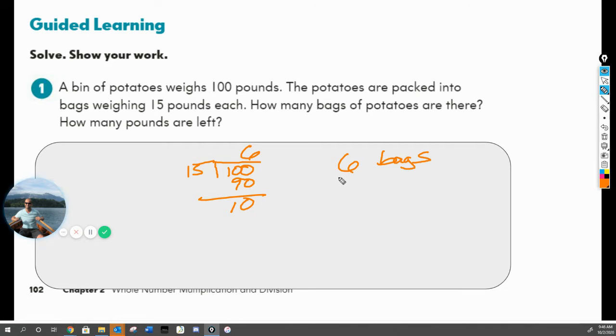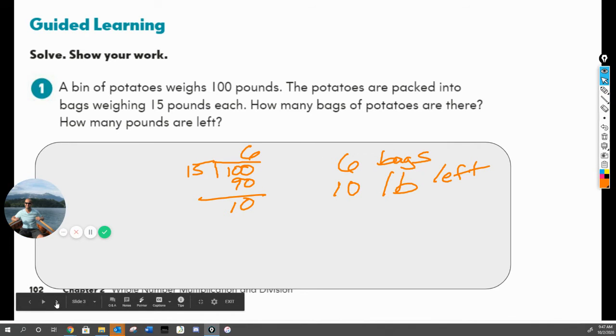And how many pounds are left? Your remainder is 10 pounds. I should have told you to pause before I solved this, but I figured you guys would just assume that. We'll do it next time. Got it? Beautiful. Next page.